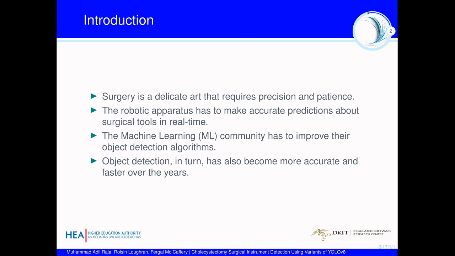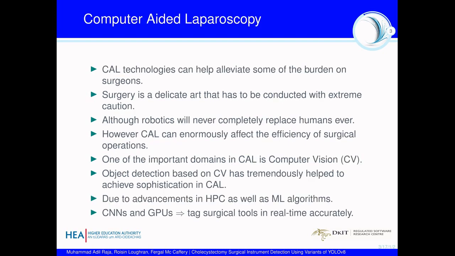This is true about all machine learning algorithms, and object detection is not an exception. Object detection, in turn, has also become more accurate and faster due to these endeavors over the past few years. And this has also paved the way for the inclusion of object detection models in robotic apparatus, to help surgeons perform surgeries in a better way.